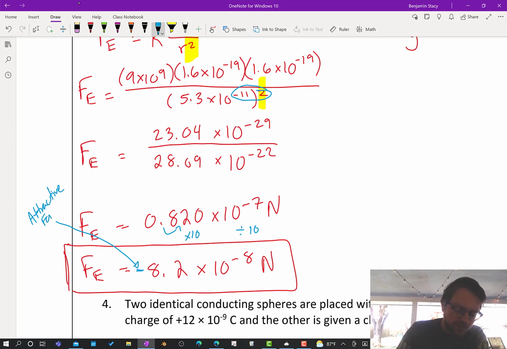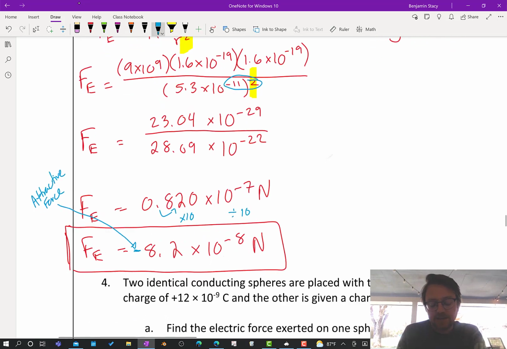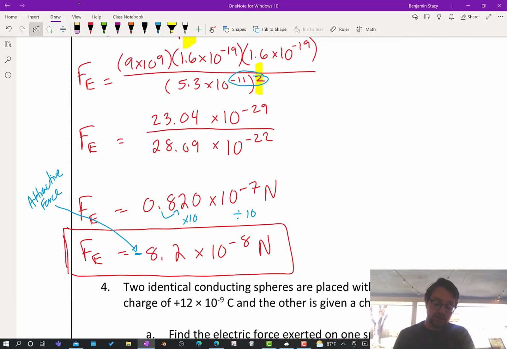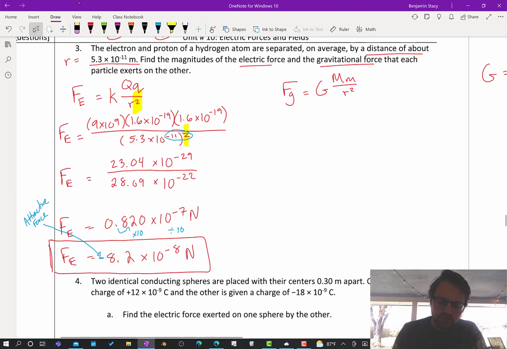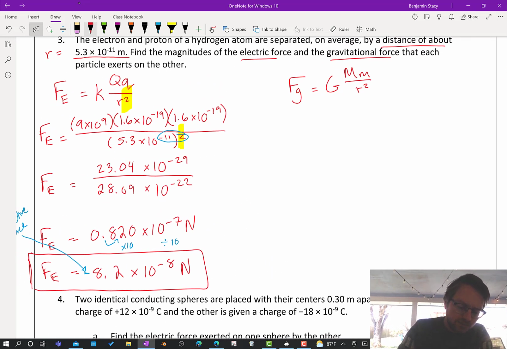And I mentioned that already at the beginning of the question. So I found the magnitude is in red, 8.2 times 10 to the minus 8. And if I write a negative, that means it's an attractive force. If I leave it positive, then that would mean it's a repulsive force. Okay, those plus and minus signs are very useful for us with electrostatics because things can be attractive or repulsive.